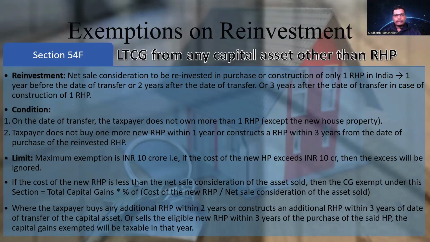The limit is the same as Section 54. Maximum exemption limit is 10 crores.